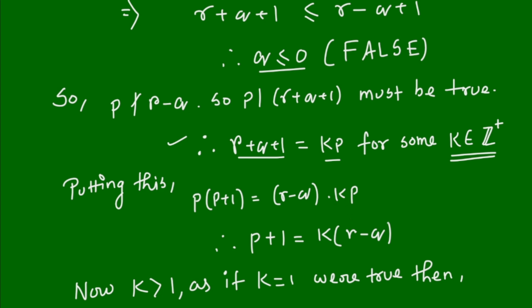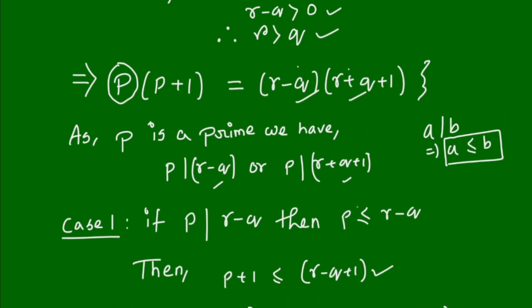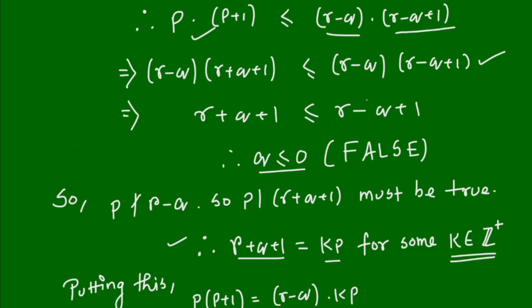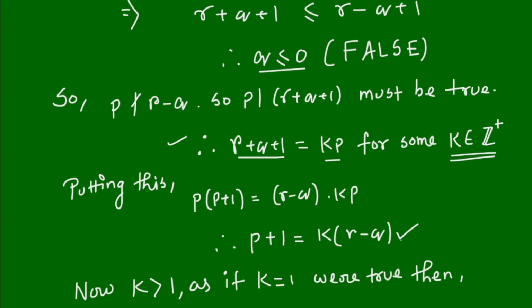So first of all, you put this value in the equation we have for p into p plus 1, and you simply get that p plus 1 is equal to k whole into r minus q. So which equation am I talking about? I am talking about this equation right here, right? Okay. So we simply get that p into p plus 1 is equal to k whole into r minus q.